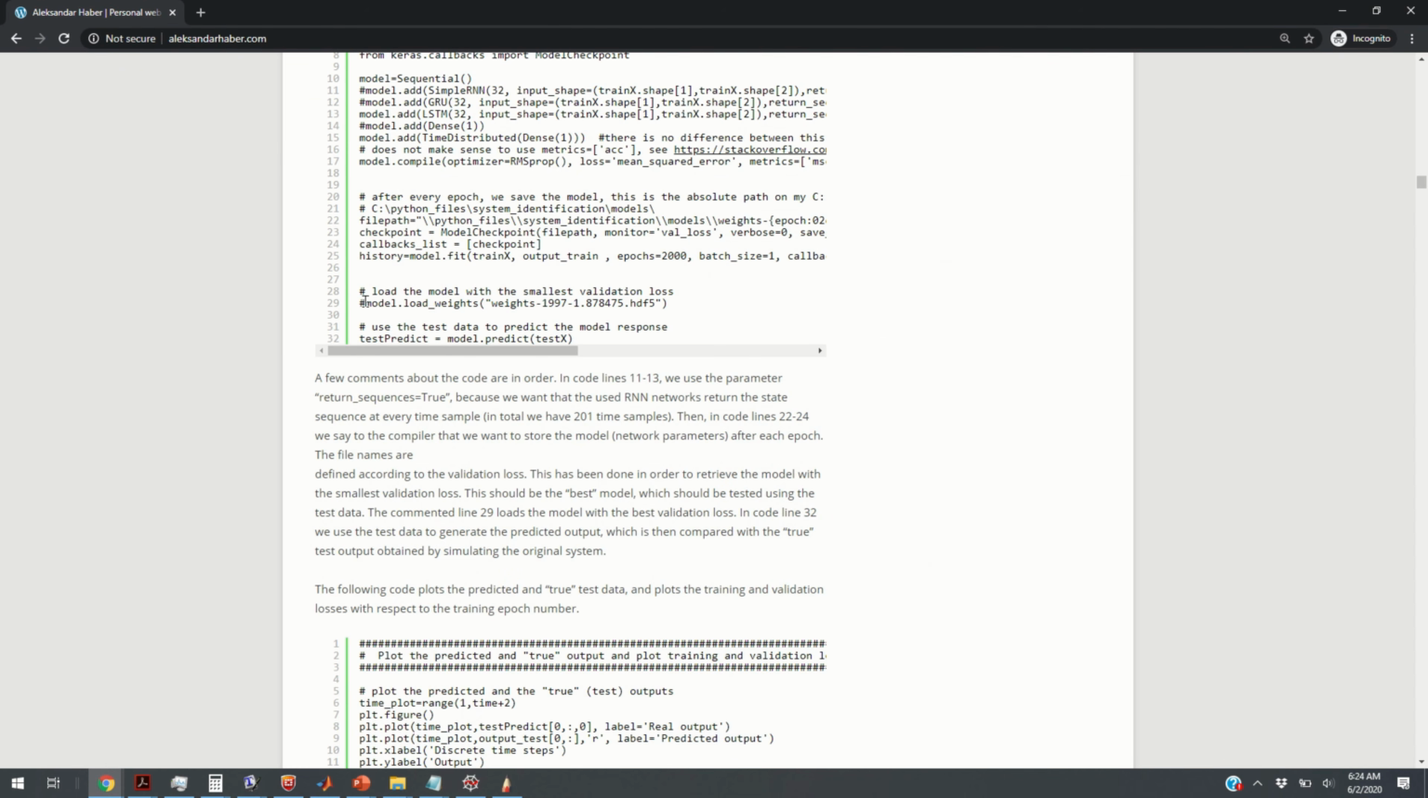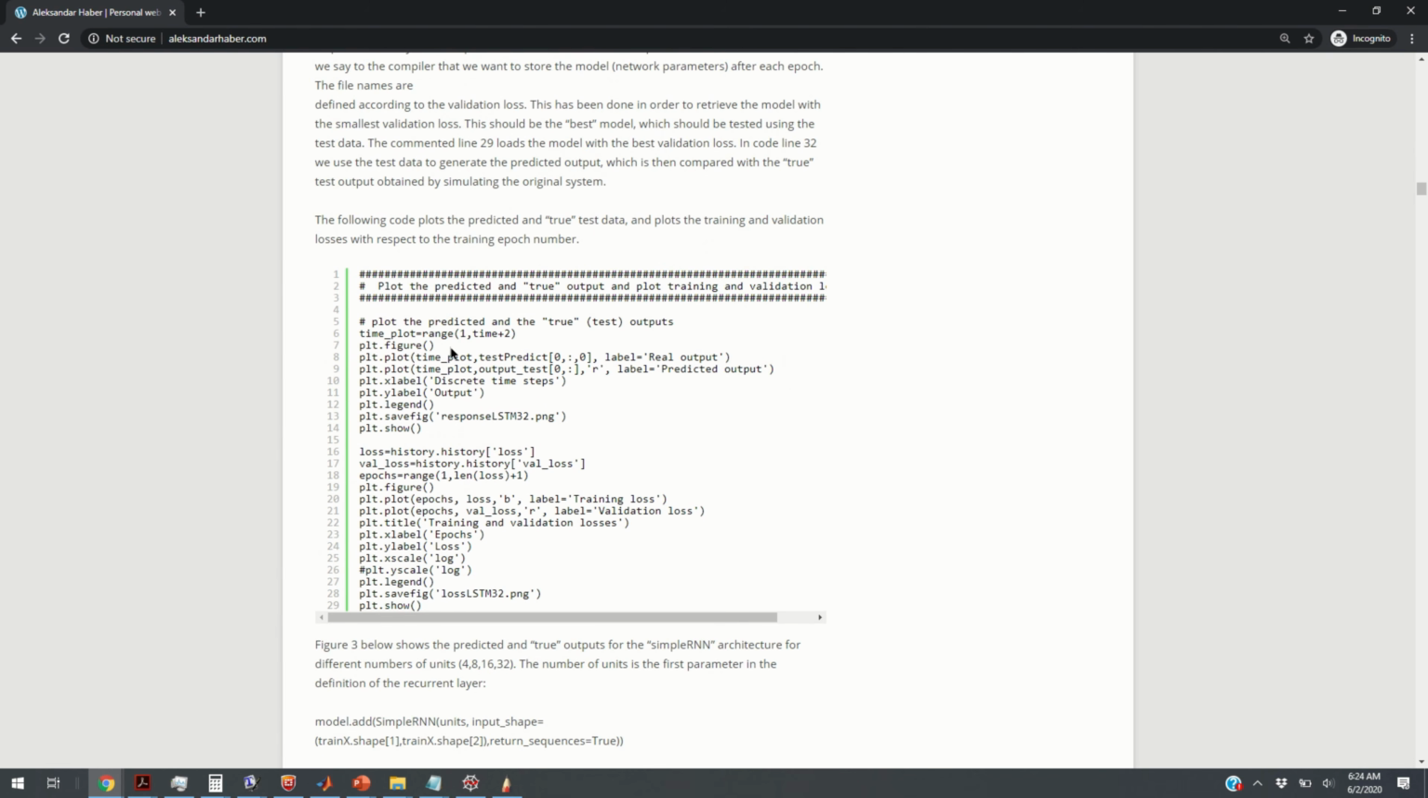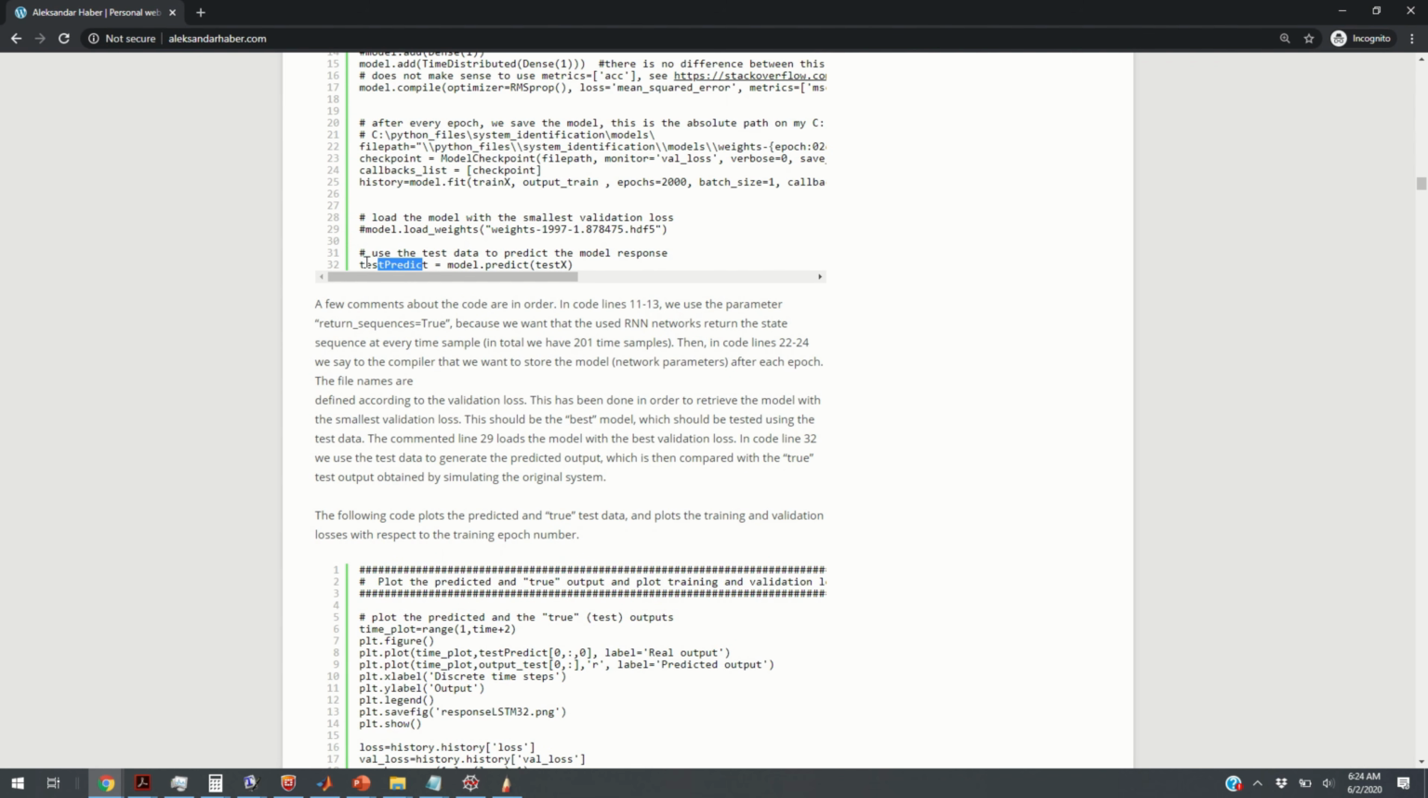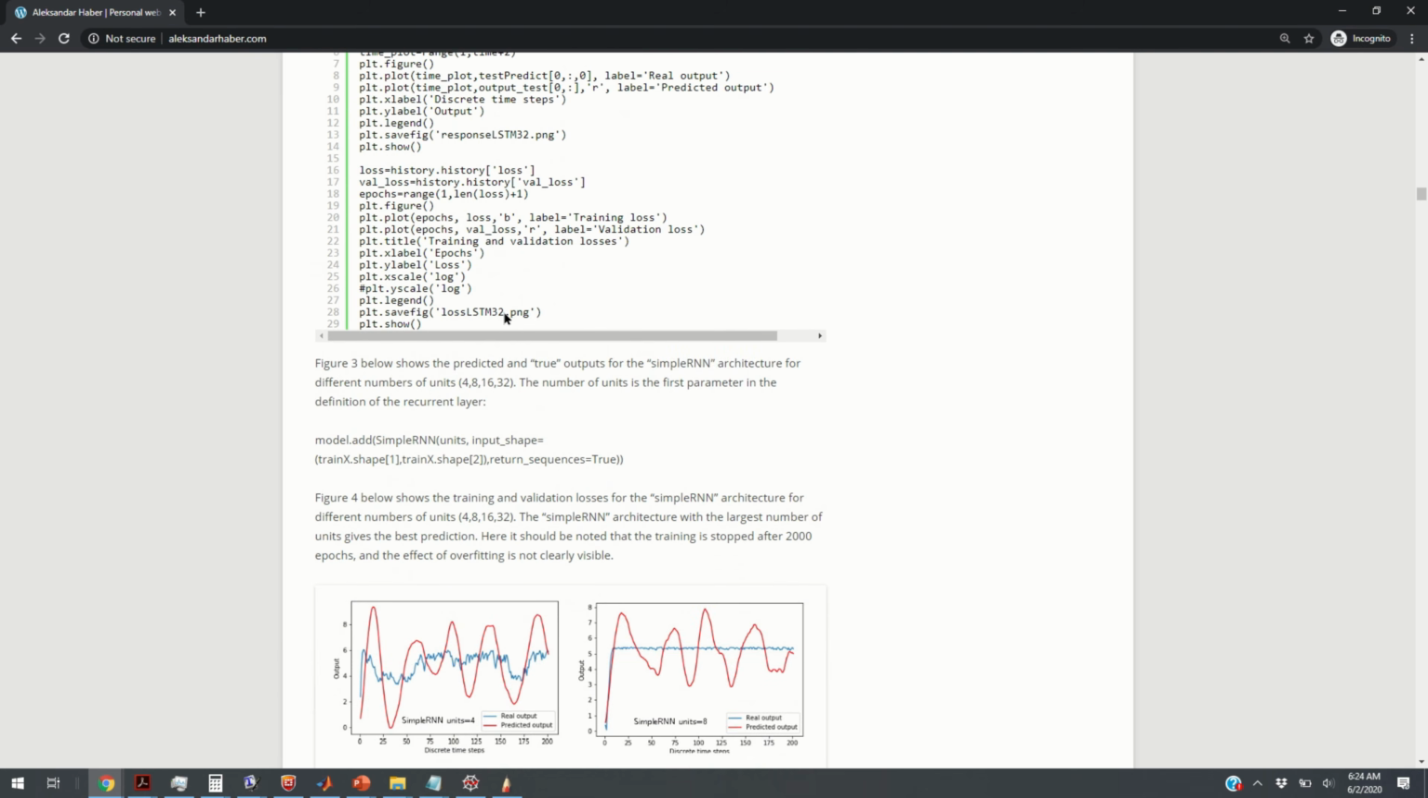Now, I will load such a model over here, and once the model is loaded, my weights will correspond to the best model. I'm going to use the test inputs corresponding to the test data to generate the final prediction. And then I'm going to compare this prediction with the true test data obtained by simulating the original system.